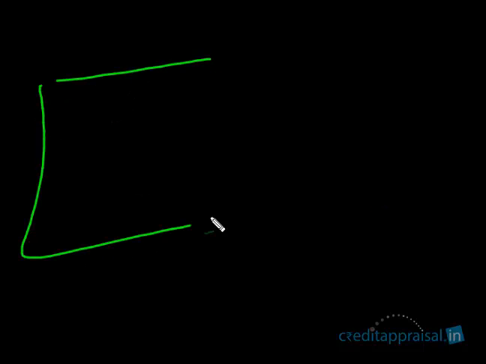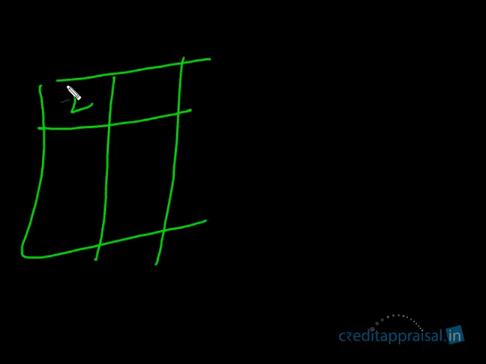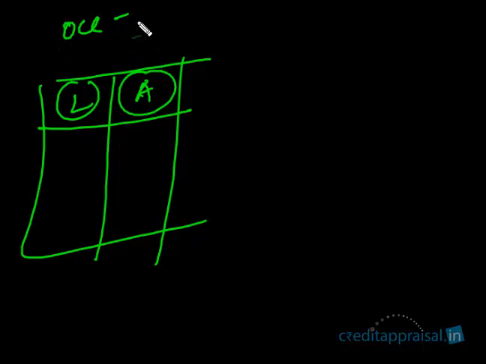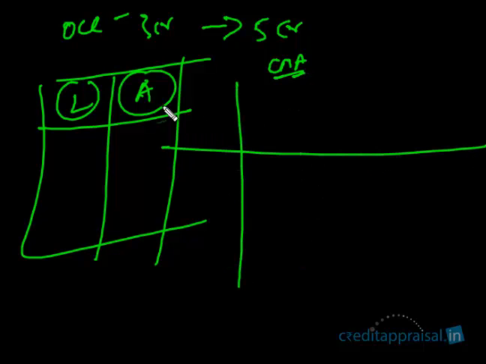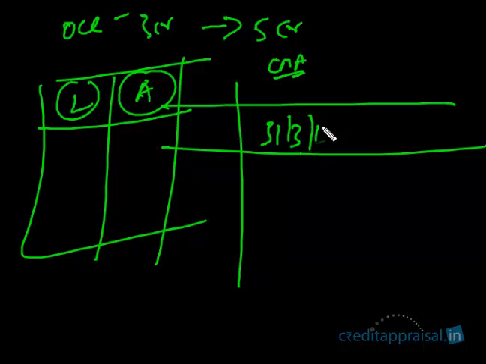Take for example, you are given a balance sheet. A company is applying for some credit limits. In the balance sheet, say this company has an OCC limit of 3 crores. Now it has applied for enhancement to 5 crores, and the company has submitted some CMA data. In the CMA data, 31/3/2014 is actual. This is the latest available balance sheet.